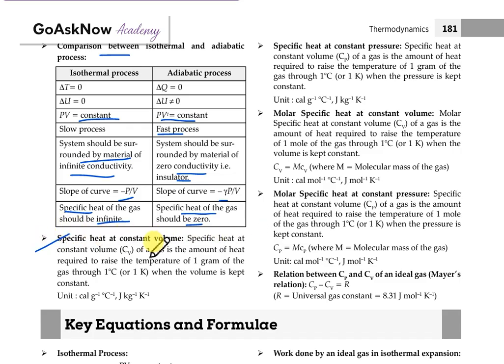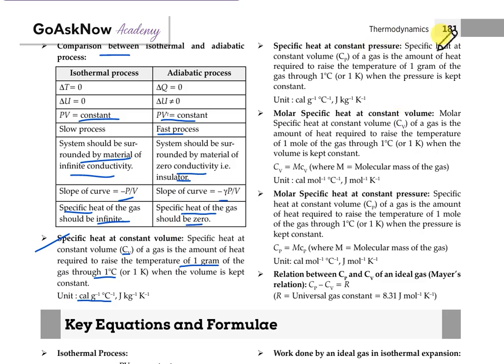Specific heat at constant volume will be represented as Cv of a gas. It is the amount of heat required to raise the temperature of 1 gram of the gas through 1 degree Celsius when the volume is kept constant. Here the unit is also defined, which is calorie, G inverse and C inverse. So this is the specific heat at constant volume.